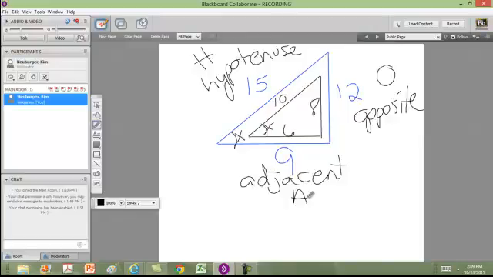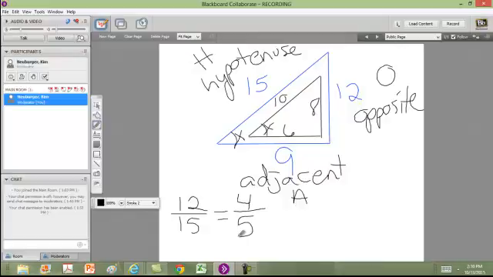In this triangle, one way we could do it is we could take the side across from the x, which in the big triangle is 12, and divide it by the hypotenuse, which is 15. So notice when we do that, we get 12 over 15. If I reduce that fraction, I notice that 3 goes into both of them. And 3 into 12 is 4, and 3 into 15 is 5.